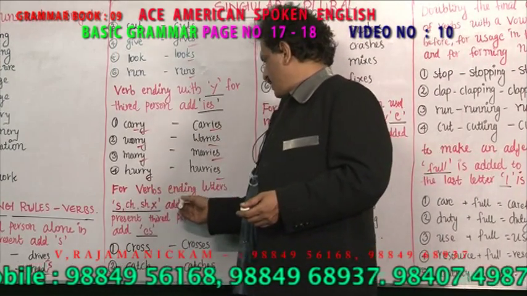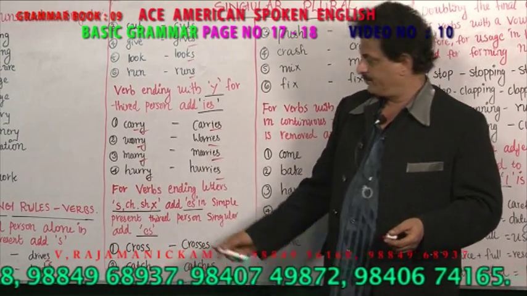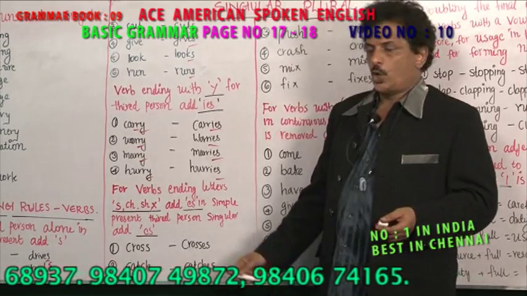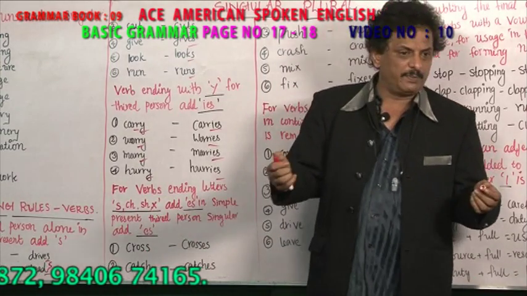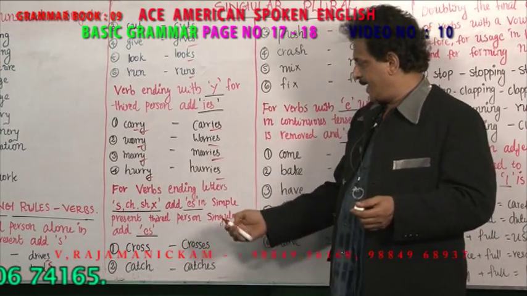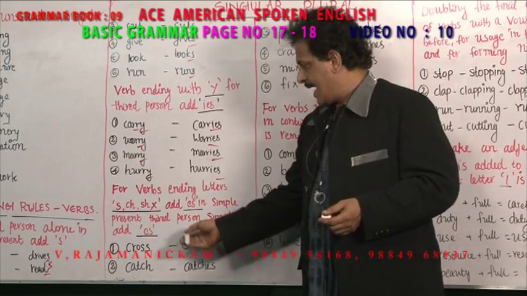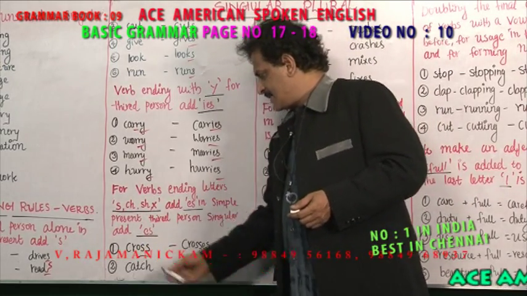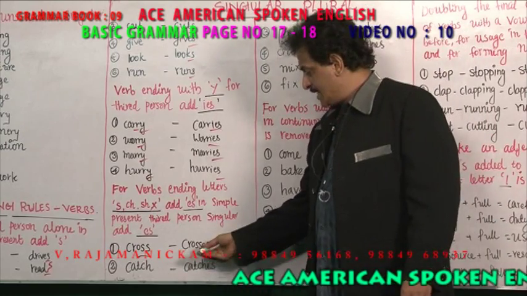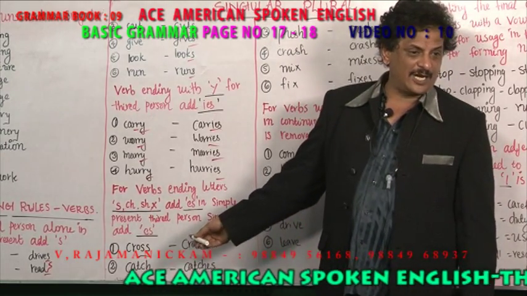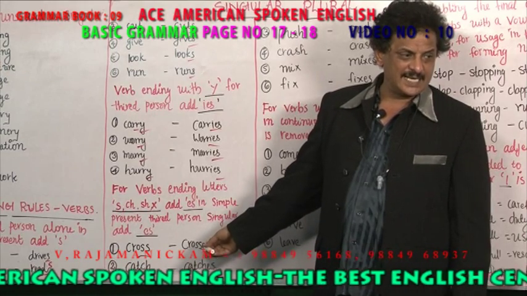So, verbs ending with s, verbs ending with ch, verbs ending with sh, verbs ending with x. What do you mean by verb? Verb is an action. Add es in simple present, third person singular. Cross. What is the singular form of cross? Crosses, right? If it is a noun, it becomes plural. If it is a verb, it becomes singular.